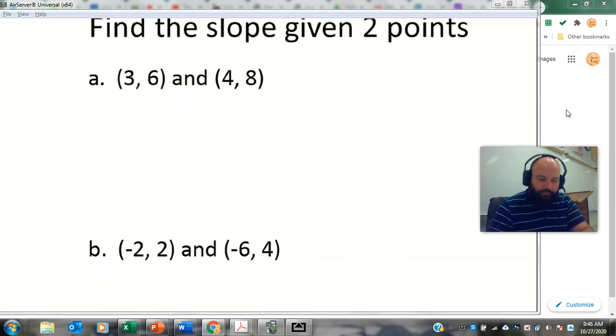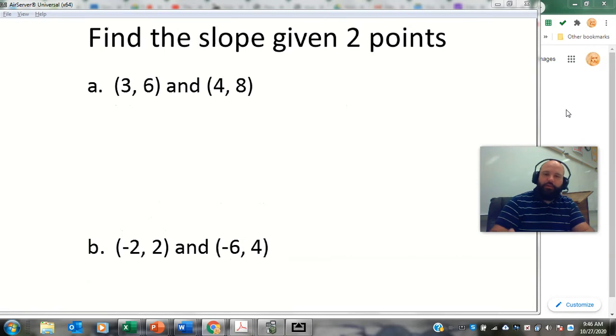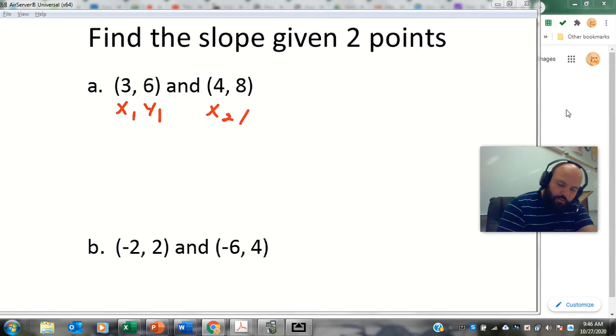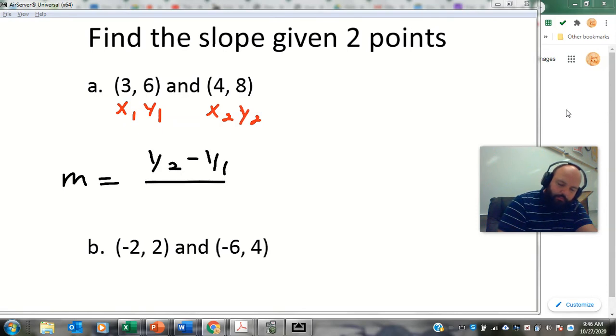So let's try it. It says find the slope given 2 points. The first thing that I want to see you do is go and label each one of these, x1, y1, x2, y2. It does not matter which ordered pair you say is your first ordered pair and which ordered pair is your second, doesn't matter. But you do need to be consistent. So if you use x2, then you need to use y2 right after it. And remember, the slope formula is y2 minus y1 over x2 minus x1.